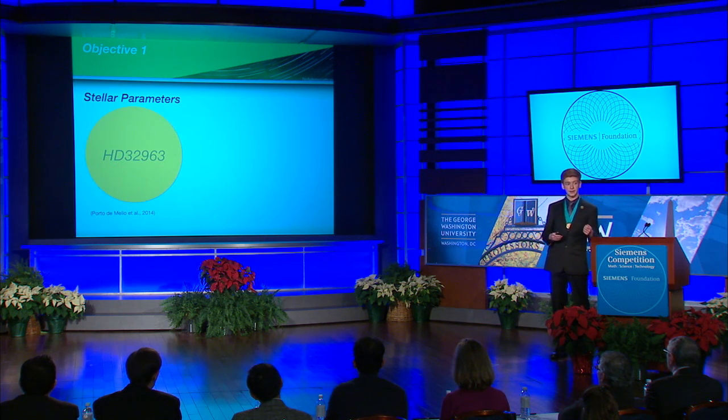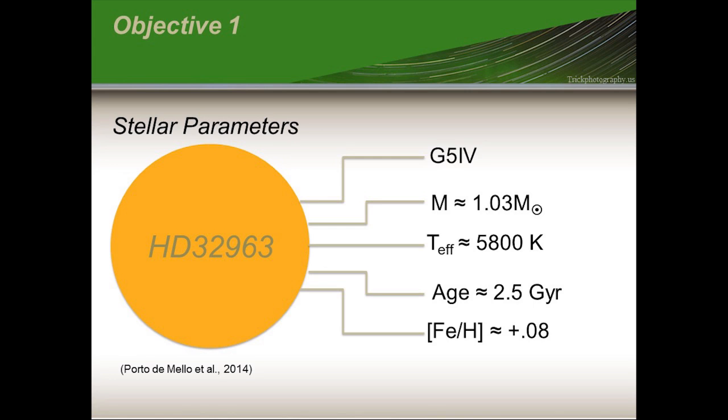HD 32963 is a G-type star, very similar to the Sun. The mass is slightly larger, and the effective temperature slightly higher than that of the Sun. The age of this star is 2.5 billion years, and the metallicity is plus 0.08. Therefore, HD 32963 is a Sun-like star.